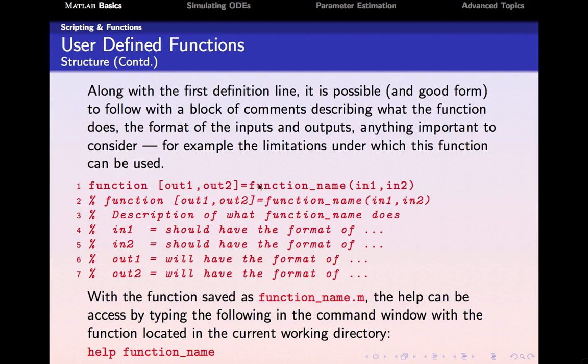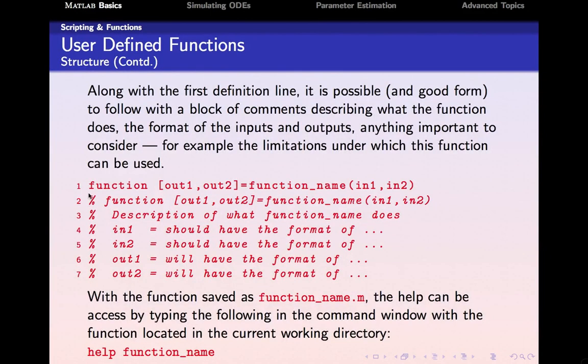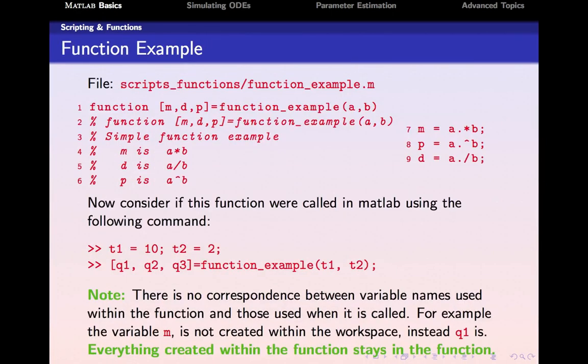So if I create function_name.m with these contents, and then I save it to a .m file, and then from the MATLAB command window, if I type help function_name and hit enter, it will return the contents of this block of comments. And this will explain how the function is called, what the format of the inputs are, what the format of the outputs are, and any other considerations the user needs to take when evaluating this function.